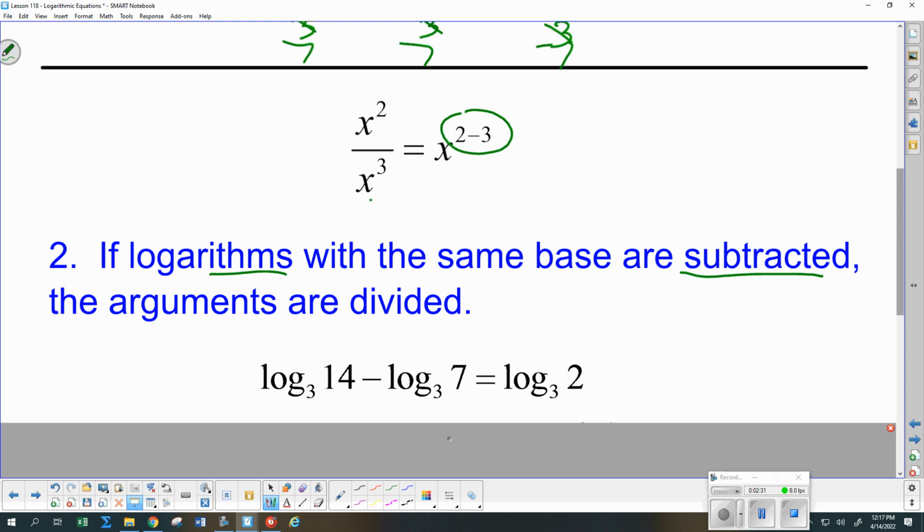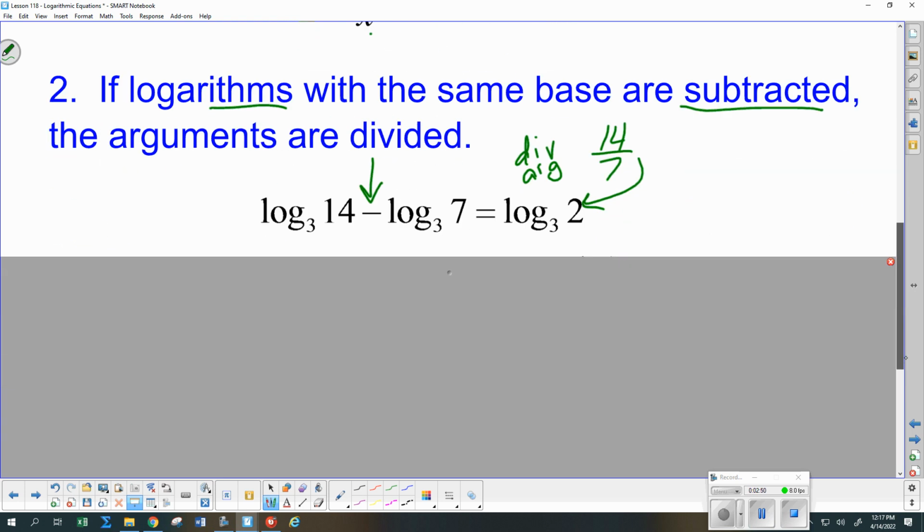So if I have something, my bases are the same all the way across, this time it's 3 all the way across, I am subtracting the logs, so I need to divide the arguments. The 14 over the 7 is how I get the 2.